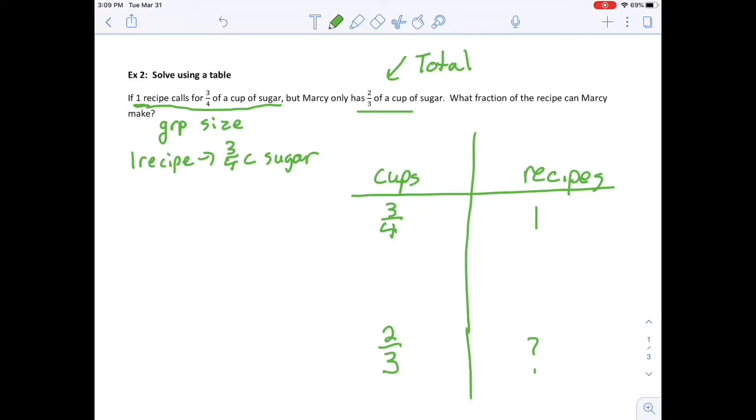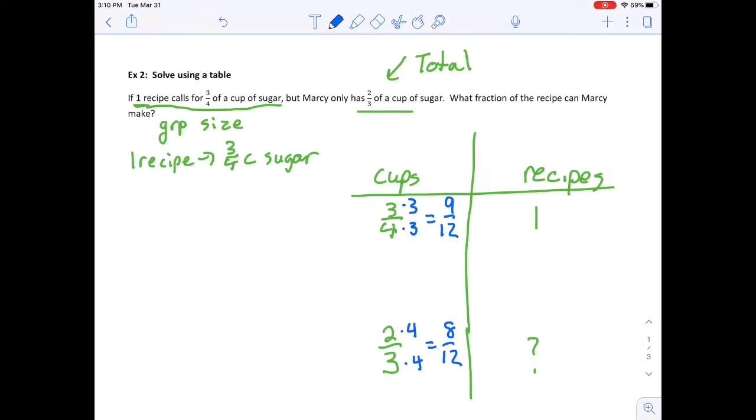So the way we would use a table is we would start and say, well, we're measuring out, and when we're doing measurement problems, it can make sense to have a common denominator. So here we'll have a common denominator of 12. We'll have 9/12 here, and we'll have 8/12 here. And then we want to figure out how we can get from 9/12 to 8/12.